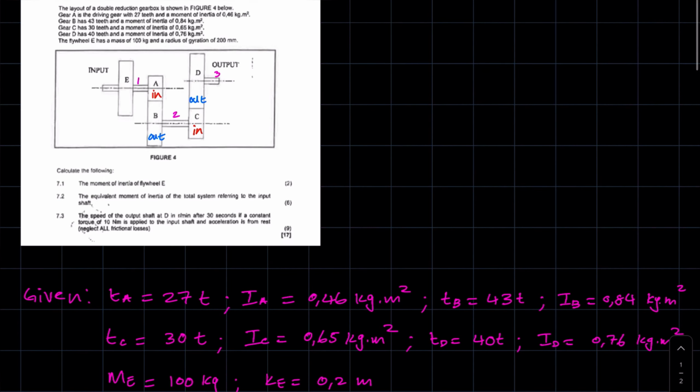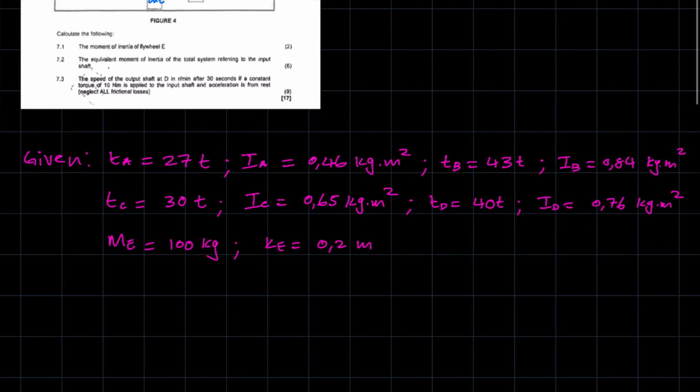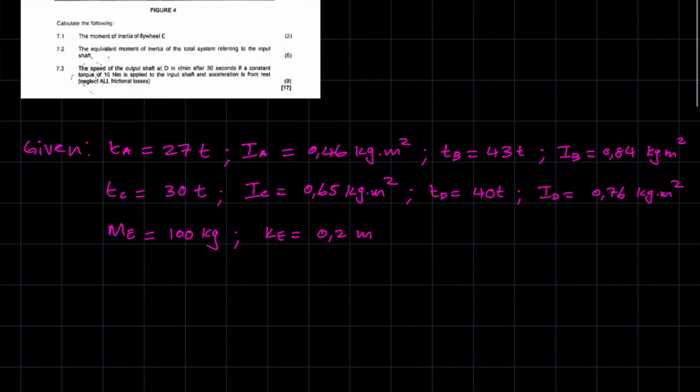Now let us look at questions. But before we look at questions, as you can see on this figure, I've already labeled which gears we are taking as in and which ones we are taking as out. Since this is the input shaft, this is in, that's out. You have the intermediate shaft, that's in, and that gear is out. And of course that gear is fitted with the output shaft. Now questions. Calculate the following.